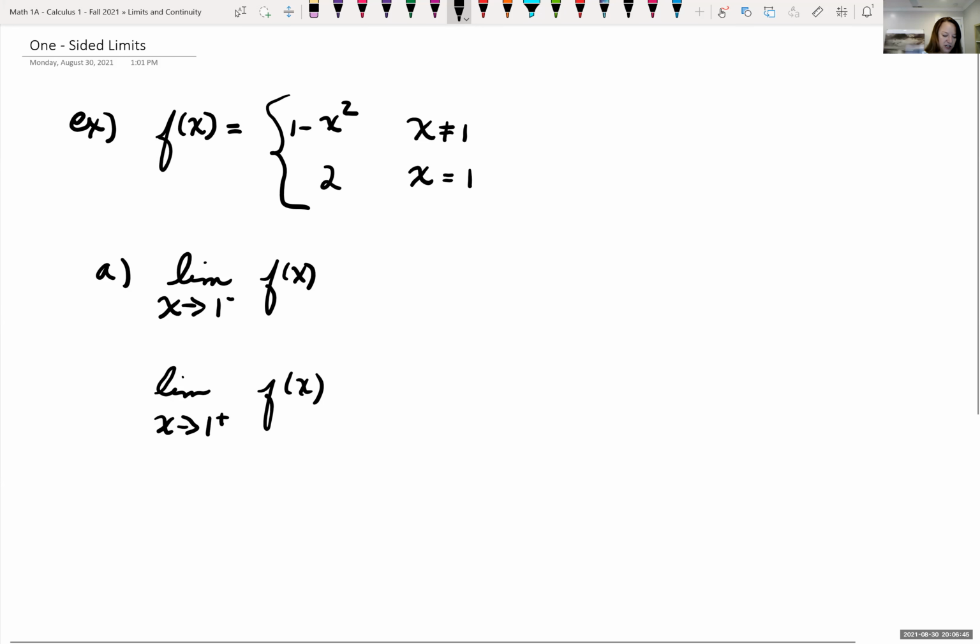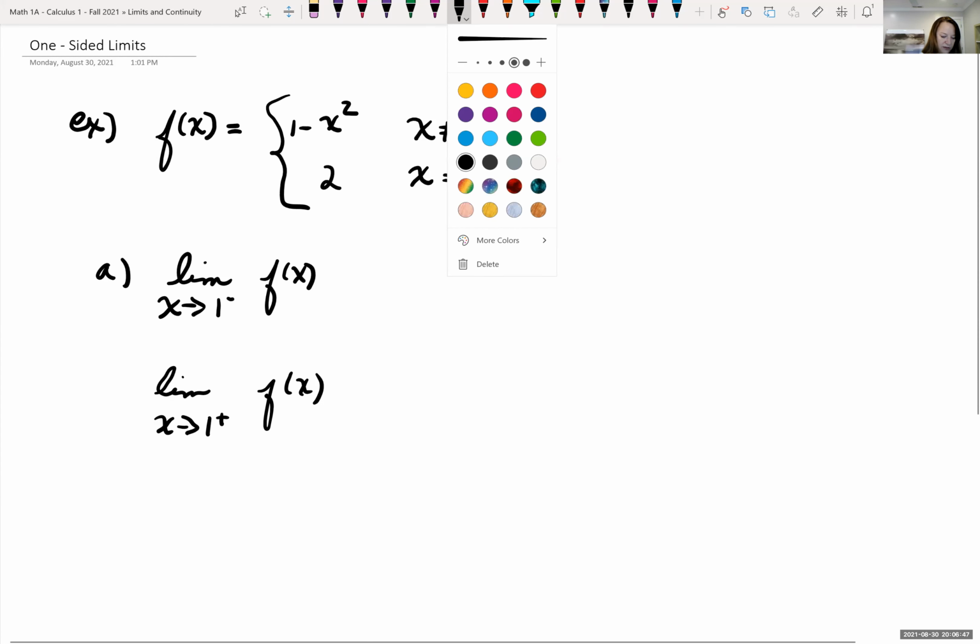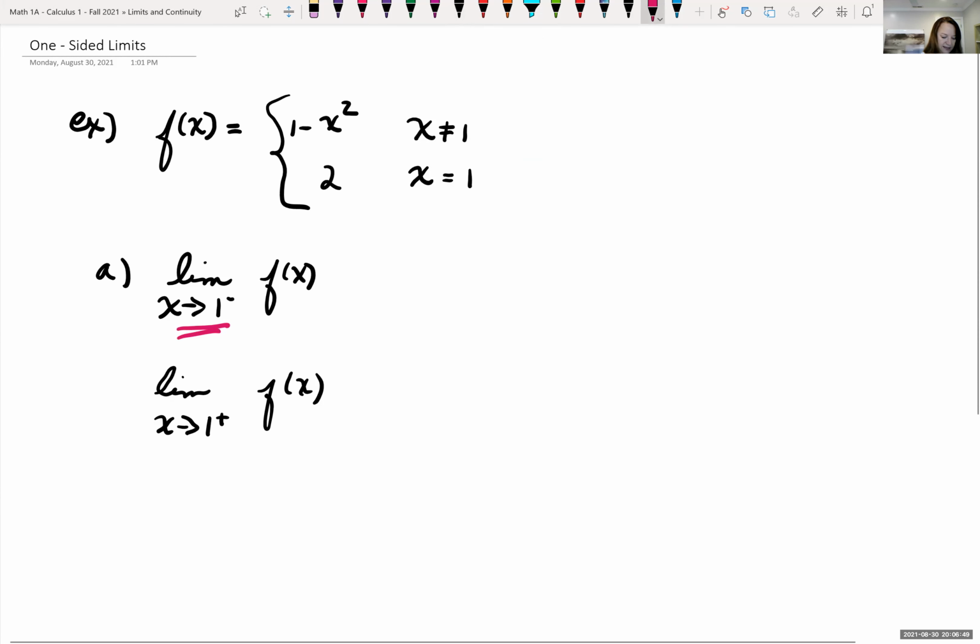If x is approaching 1 from the left, I am using this equation 1 minus x squared for all values except for 1. And so I'm really looking at this piece of the equation as I'm coming in on the left. Basically, this is the picture of 1 minus x squared, graphing that. There's an open hole there at x equals 1, and then we have a point here at 1, 2.